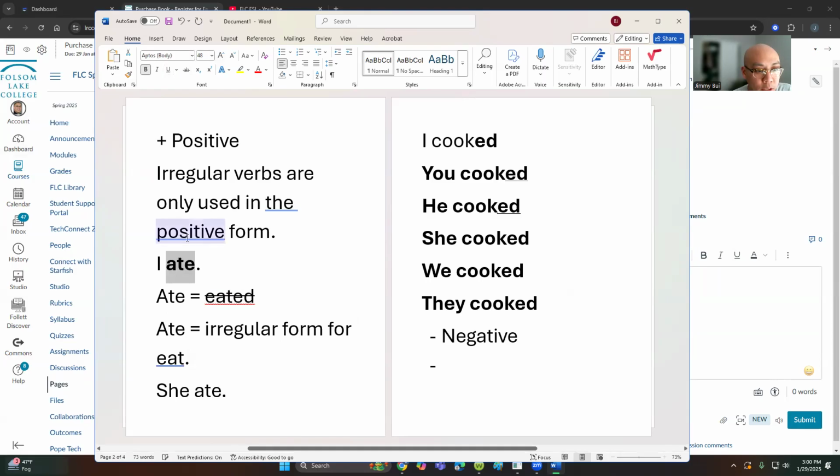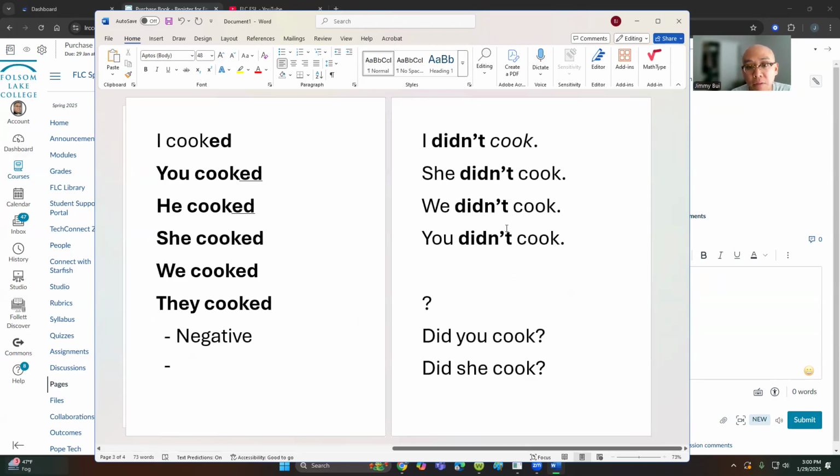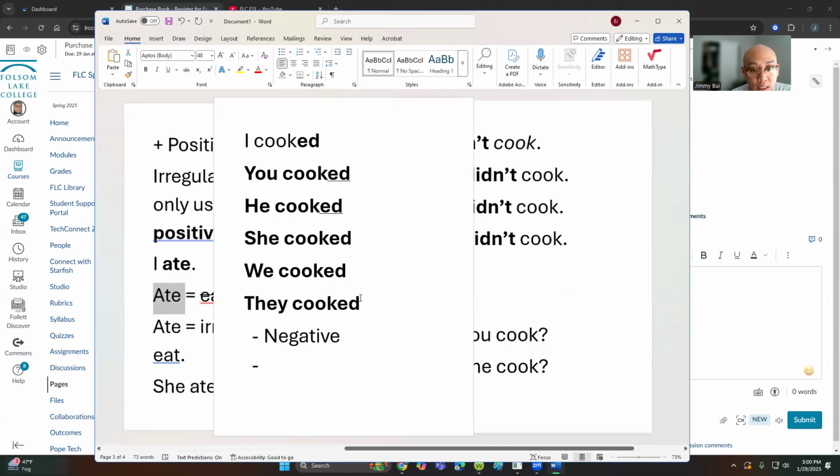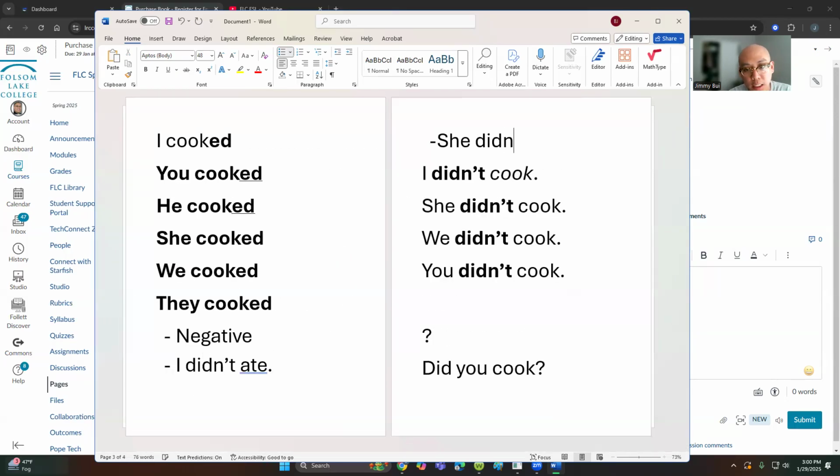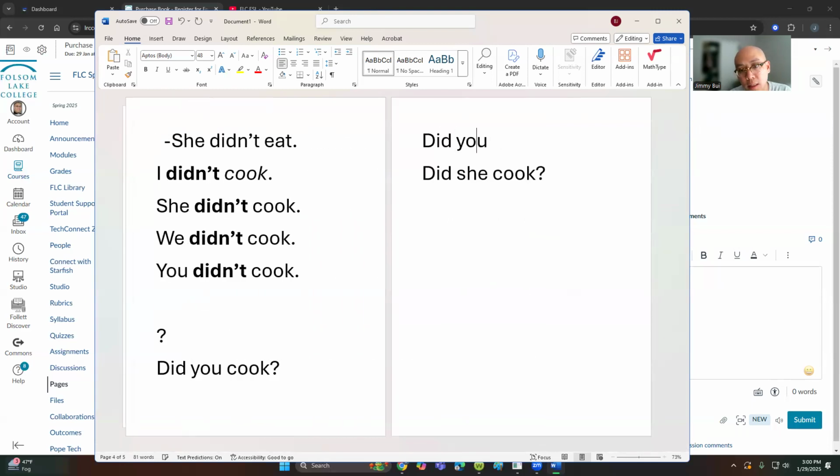And we only use these in positive affirmative form, right? So to make an affirmation. In the negative form, we do not say, I didn't ate, she didn't ate, right? Because these are negative, we use, of course, the base form. And that's going to be the same for questions, right? Did you eat? What makes this a past tense is did, right?